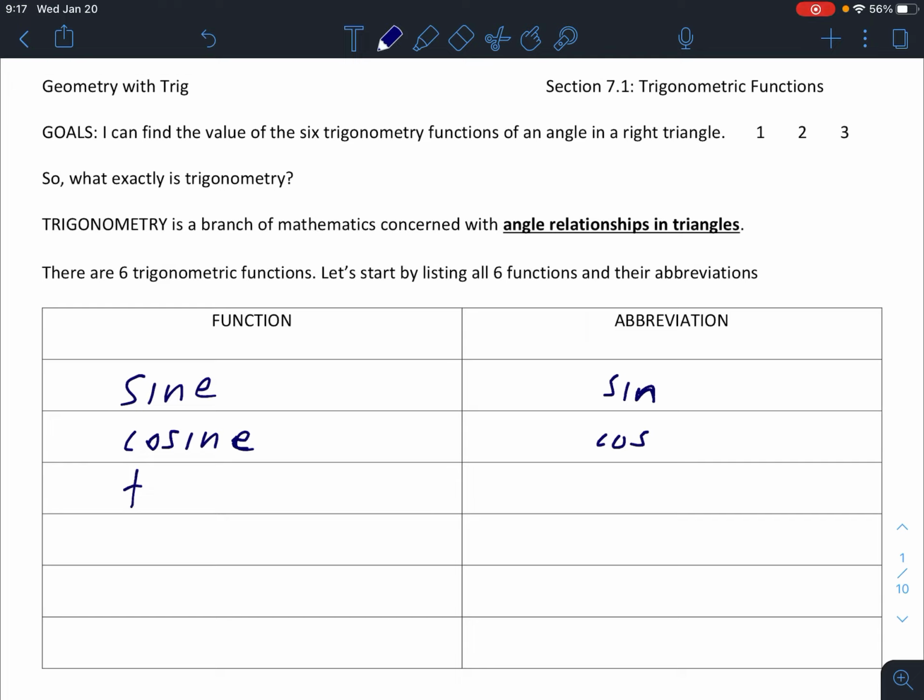Next one is called tangent. Okay, now we learned about a tangent last chapter in circles. Okay, this is not the same tangent. Some words in the English dictionary have multiple meanings. This is one of them. This is not a tangent line to a circle that touches a circle at exactly one point. This means something different that we'll learn later on today. Its abbreviation is also its first 3 letters, T-A-N. Those are the 3 basic ones, and those are the 3 that we'll use most of the time. However, there are 3 other ones as well.